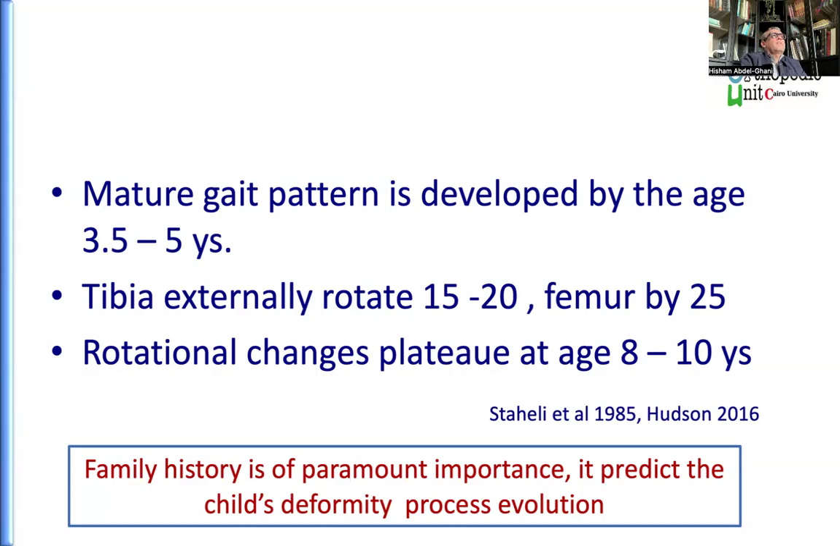The improvement is affected by the family history. If the mother or the father or their families have a history of difficult cross-legged sitting, and they like to sit in the W sitting, this means that this child may develop a normal foot progression angle, but will stay having difficulty in cross-legged sitting, and they prefer the W sitting because they have a positive family history. So taking a family history is important to predict what is in the future for these children.